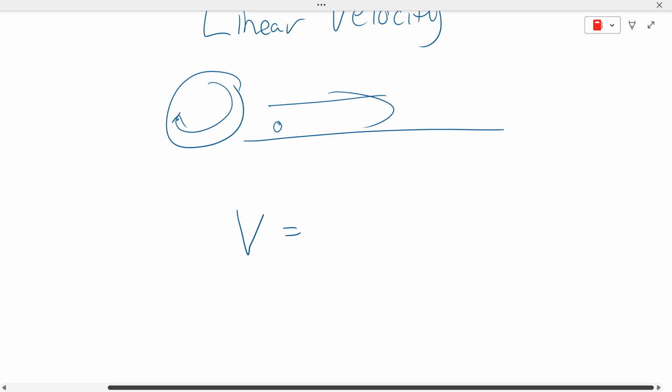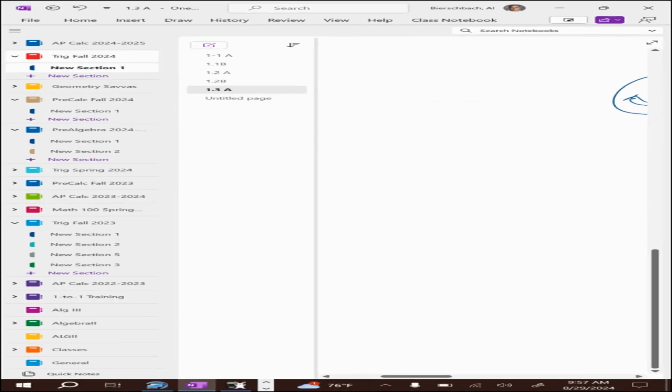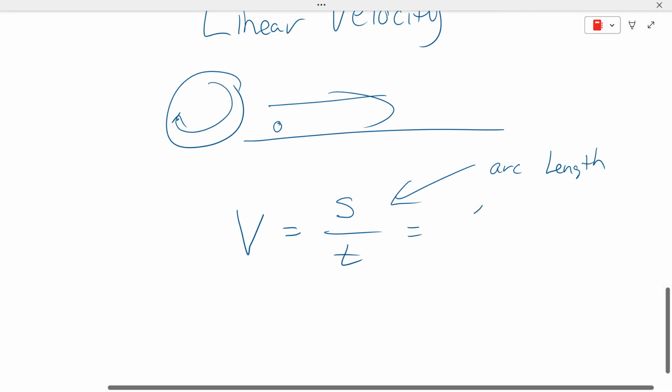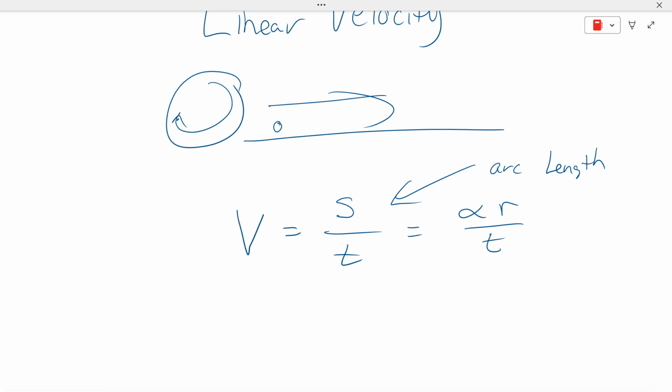It depends what arc length we've traveled. Yes, circumference is correct, but if our arc length is more than one time around the circle, it's the arc length. So arc length is S. So it's the arc length over the time. Okay? How far you're traveling involves the radius, because arc length depends on the radius. So it's the angle times the radius divided by t.